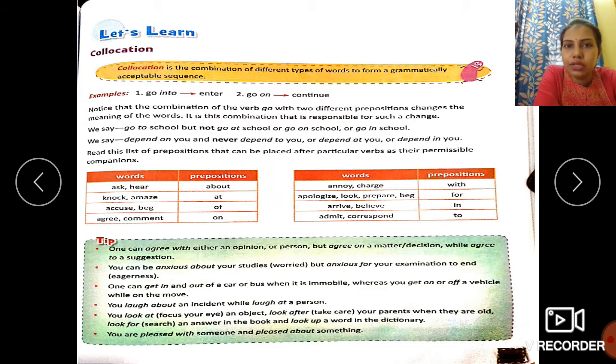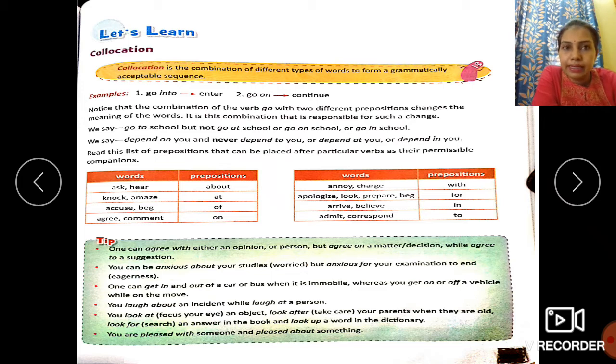Now these collocations, children, verb plus prepositions, these are mostly used as phrasal verbs, right? We have already learnt that. Verbs plus preposition or verbs plus adverb, sometimes verb plus preposition plus adverb. These are used as phrasal verbs. Now these phrasal verbs or collocations or combinations of words have certain meanings. So we are to use them according to their meanings in sentences. We cannot use any phrasal verb we like where it does not actually mean what it is supposed to.